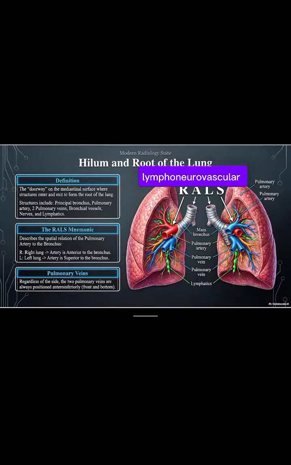That hilum is just like a doorway where lympho-neurovascular structures enter and exit the lung. When you hear lympho-neurovascular structures, we are talking about the lymphatics, the nerves, the vascular blood supply, and just structures. So this is where blood supply, lymphatics, nerves, and also the airway enter and leave the lungs. That is the main thing you have to know about the hilum.